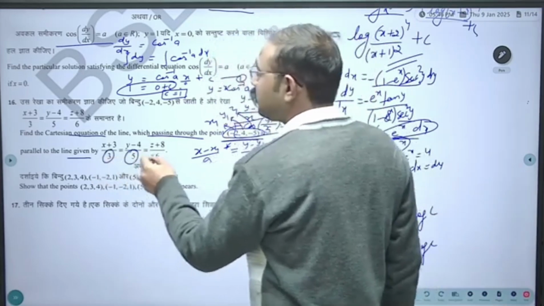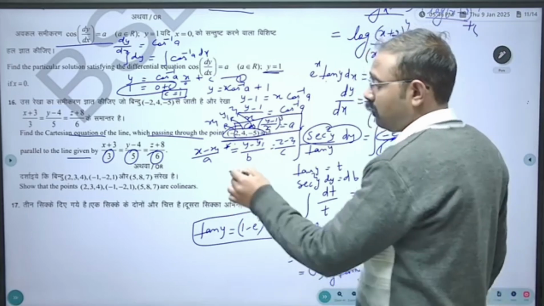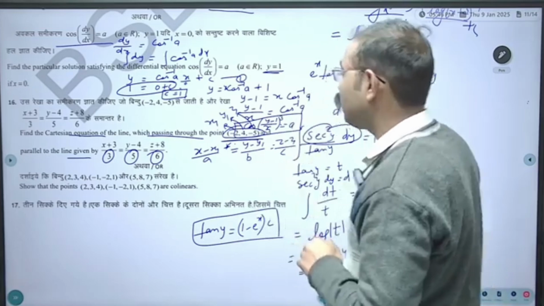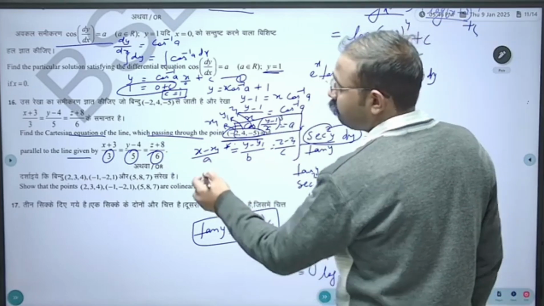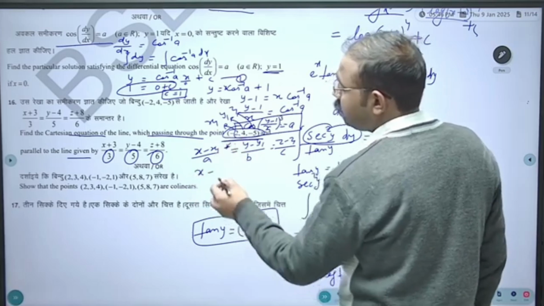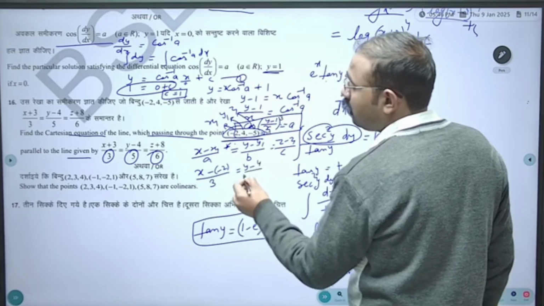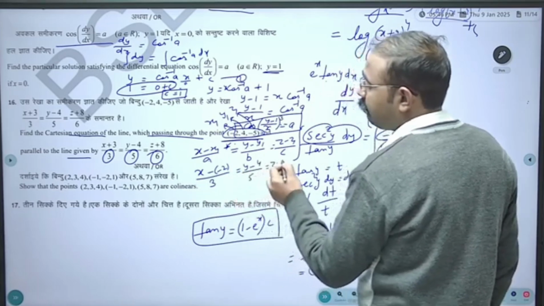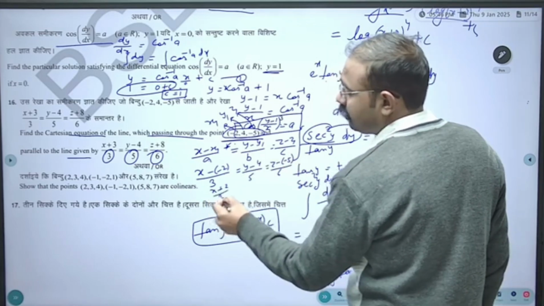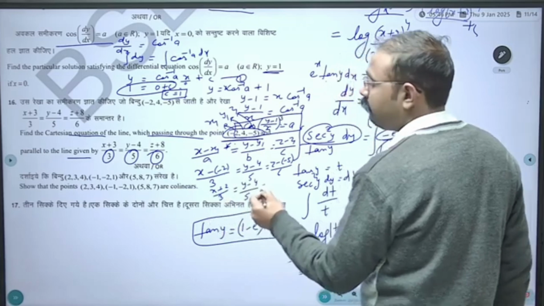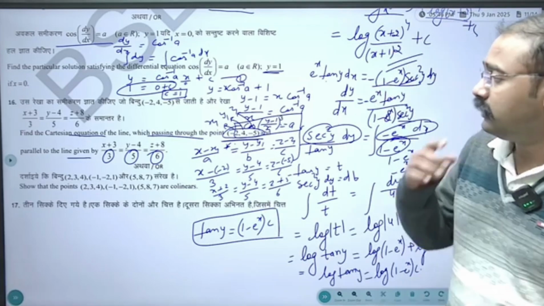So these are the direction ratios of the other line. If two lines are parallel, then their direction ratios will be the same. So a will be 3, b will be 5, and c will be 6. Put all these values: (x minus x1) is x minus minus 2 upon a 3, is equal to (y minus y1) is y minus 4 upon b 5, is equal to (z minus z1) is z minus minus 5 upon c 6. Simplify it: (x plus 2) upon 3 is equal to (y minus 4) upon 5 is equal to (z plus 5) upon 6. This is our required equation.